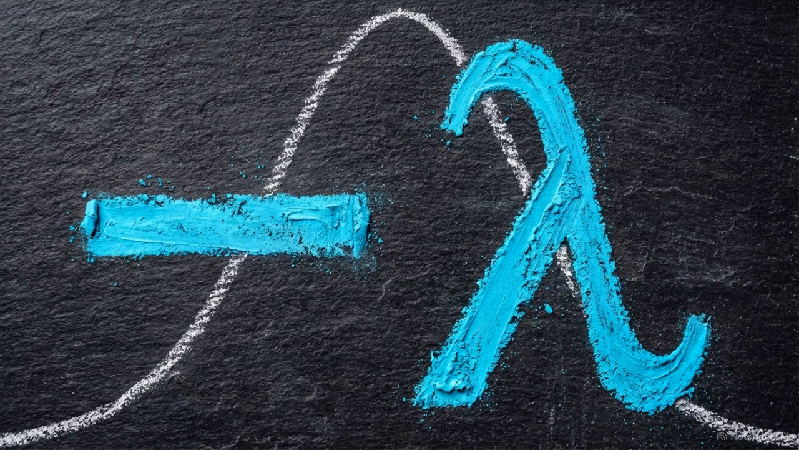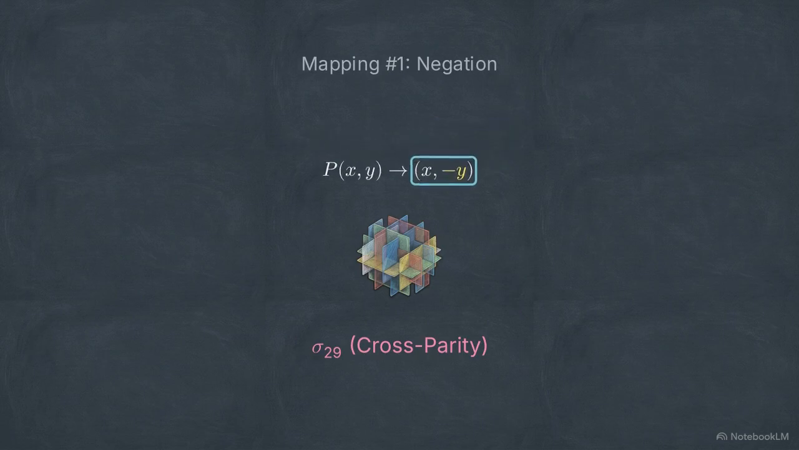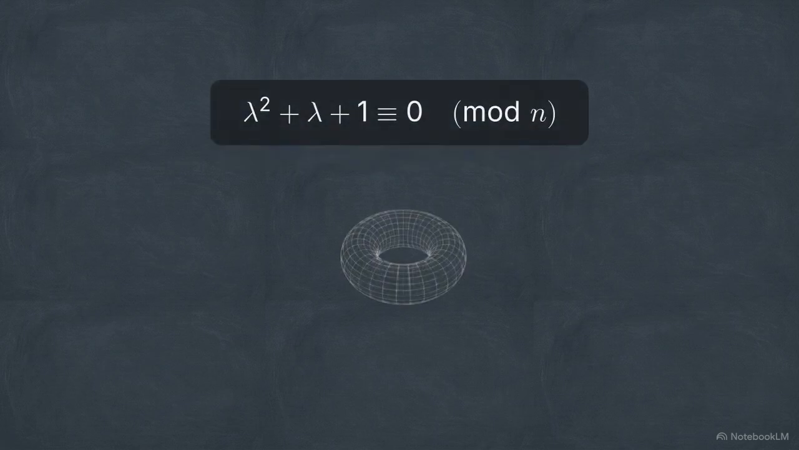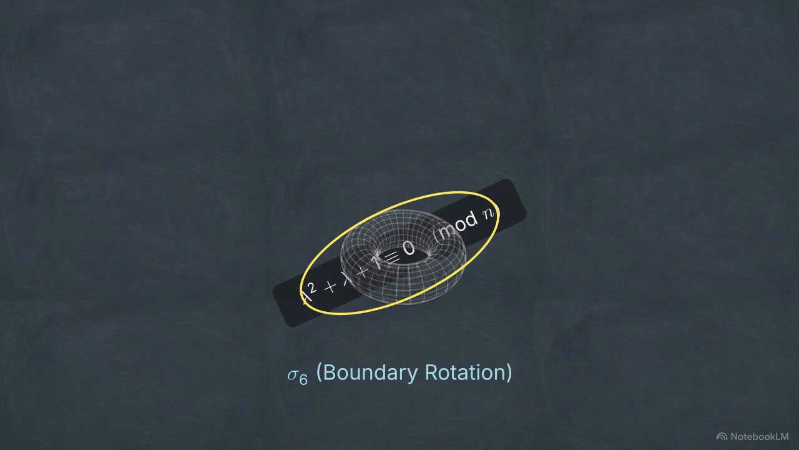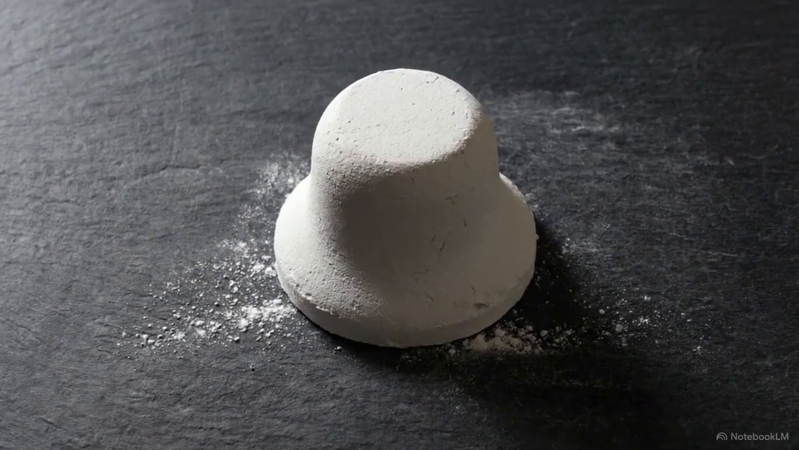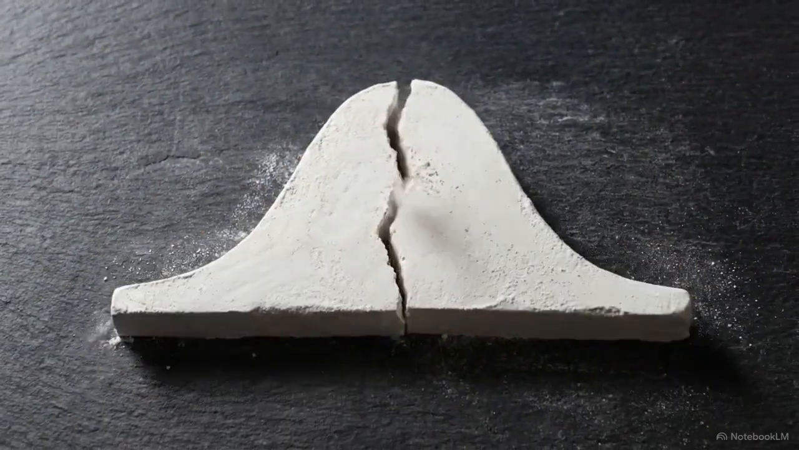The first mapping occurs here. The algebraic formula for elliptic curve negation is mathematically identical to the framework's cross-parity involution, sigma 29. The second mapping is the CM endomorphism. Its formula perfectly aligns with the boundary rotation involution, sigma 6. Because the curve's operators map perfectly to the Klein-4 group used by the framework, it is completely vulnerable to the engine's geometric division tactics.